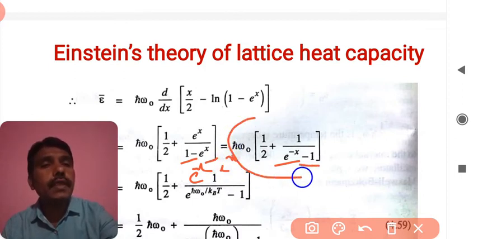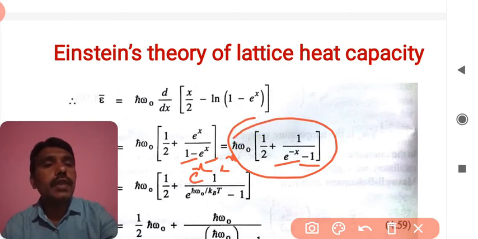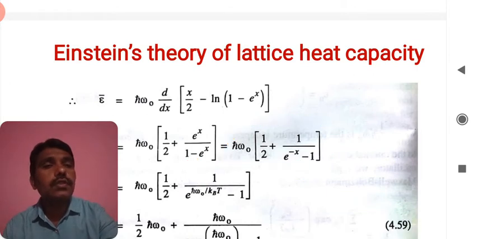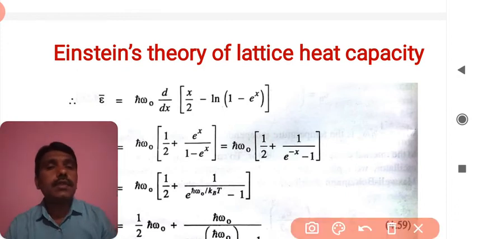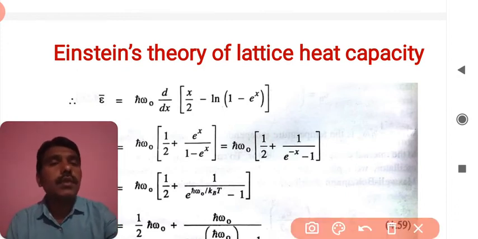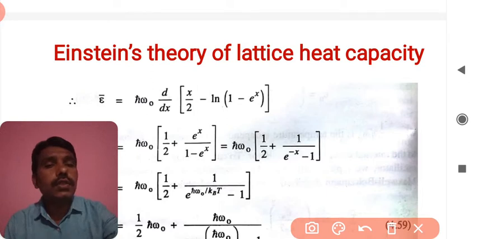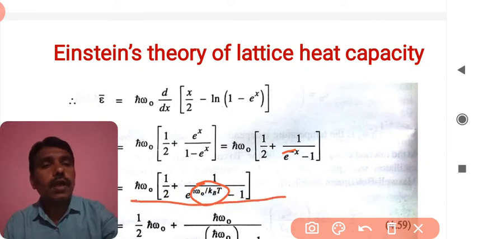म्हणून हे सिम्प्लिफाईड रिलेशन कसं येणार आहे, h क्रॉस ओमेगा 0 इंटू 1/2 प्लस 1 अपॉन एक्सपोनेन्शियल ऑफ मायनस एक्स मायनस 1 इज टू बी देअर. सो दिस इज हाऊ द न्यू रिलेशन इज टू बी बिकमिंग. आता ह्याच रिलेशनशिपला जर समजा मी एक्स जो होता, एक्सची व्हॅल्यू जी होती मायनस ऑफ एच क्रॉस ओमेगा 0 बाय के बी टी, ही जर पुटअप केली तर ही मायनस होती आणि इथं मायनस आहे, मायनस मायनस होऊन जाईल प्लस, म्हणून इथं काय होईल, एच क्रॉस ओमेगा 0 इंटू हाफ प्लस 1 अपॉन एक्सपोनेन्शियल ऑफ एच क्रॉस ओमेगा 0 बाय के बी टी मायनस 1.